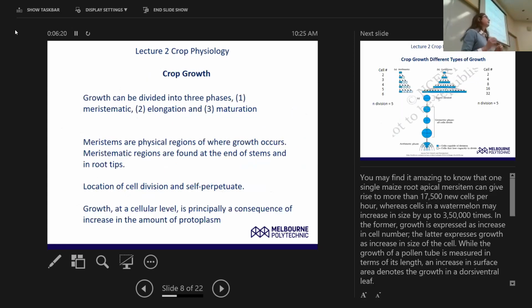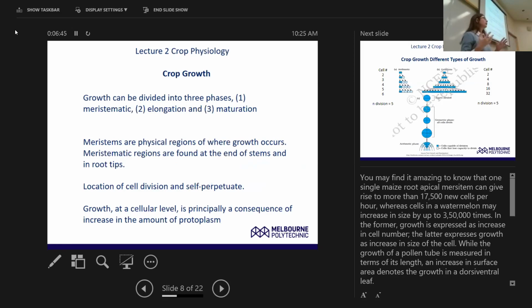Growth can be divided into a number of phases. The first phase is called meristemic. That usually occurs in the meristem as well, which is not a coincidence. The meristem is where meristemic growth occurs. You then have cell elongation, and then maturity or maturation.